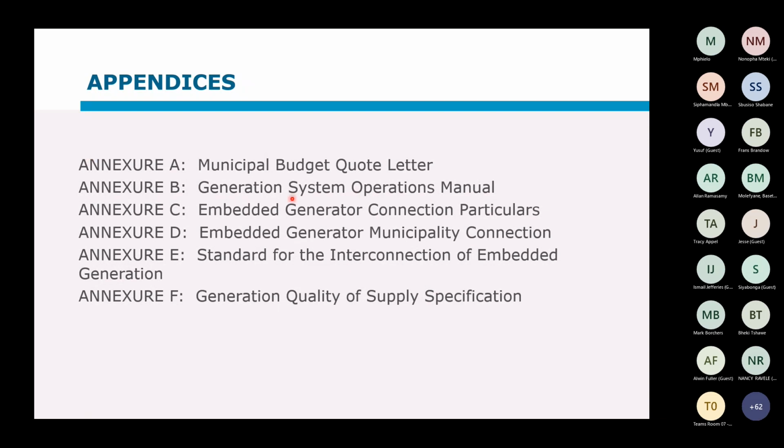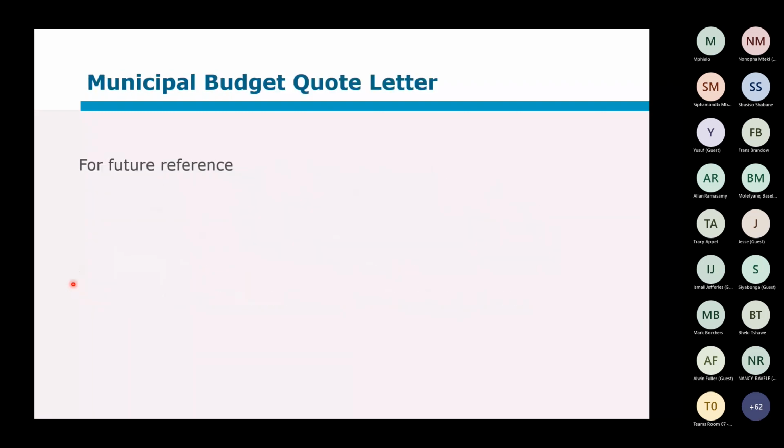There you can see the system operations manual, generator connection particulars, so where is it connected, what's the Munix equipment, the quality of supply, and then the standard for interconnection is similar to the document that Andrew has just discussed.